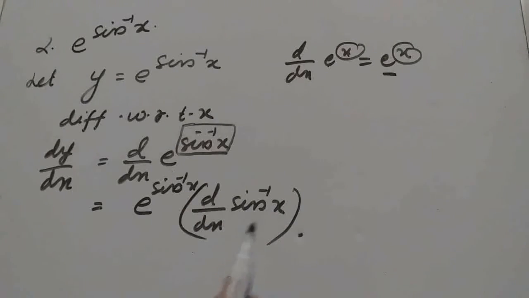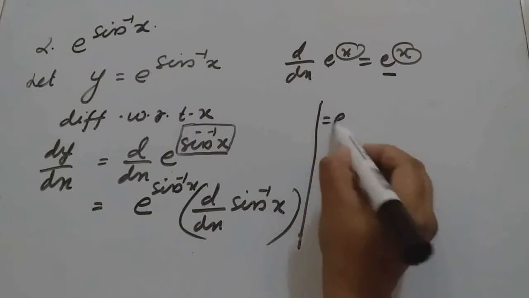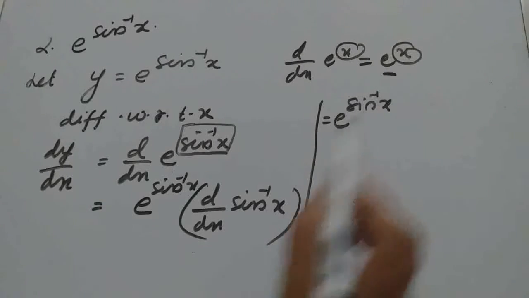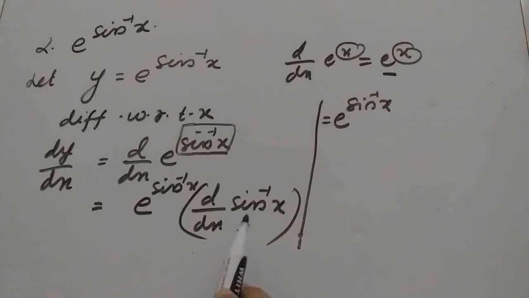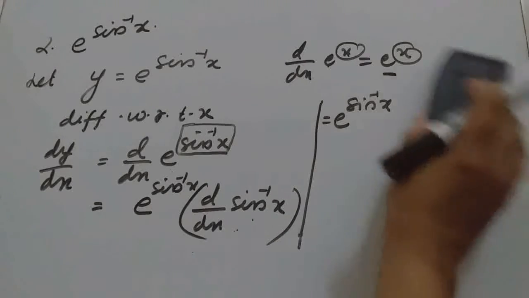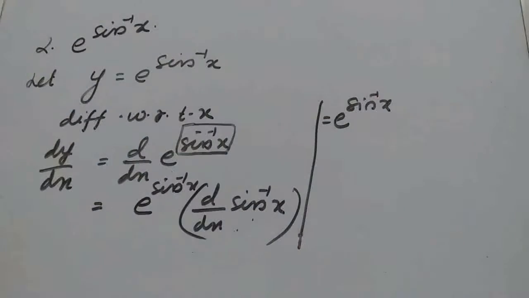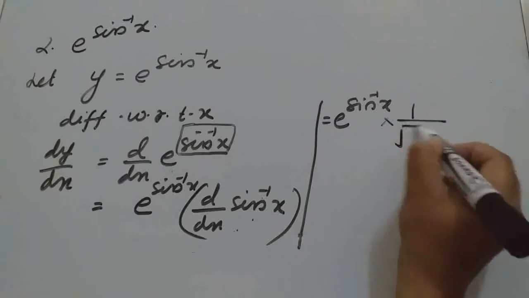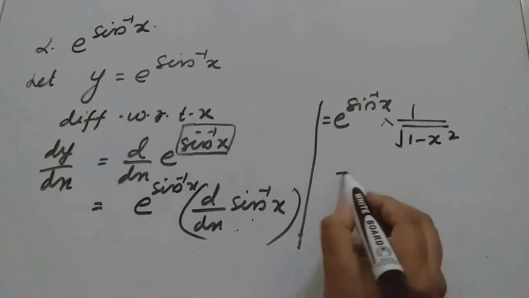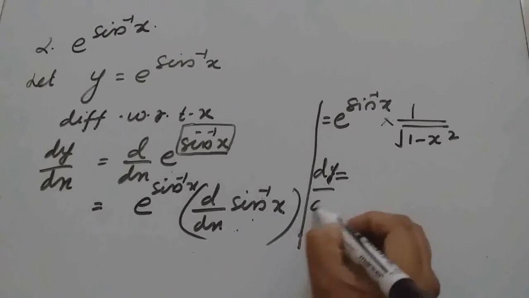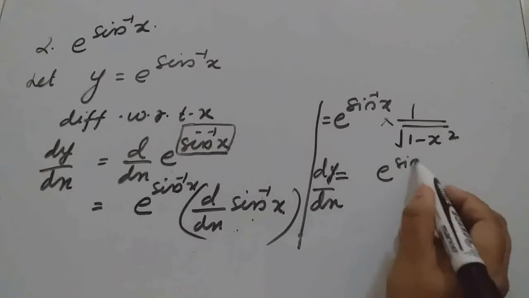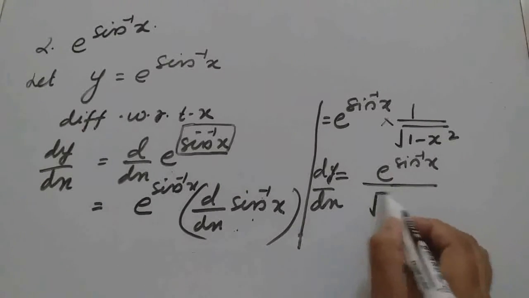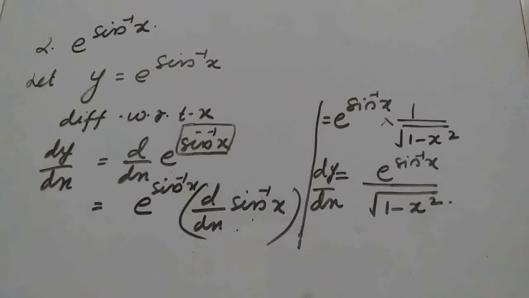Okay, now in the next step, the first term will be same. While taking the derivative of this also, you have to check whether this is a standard function or a composite function. So this is standard only, the sine inverse angle is x only. So what is the formula of sine inverse x? That is 1 by under root 1 minus x square. So we can write the final answer as e raised to sine inverse x divided by under root 1 minus x square.